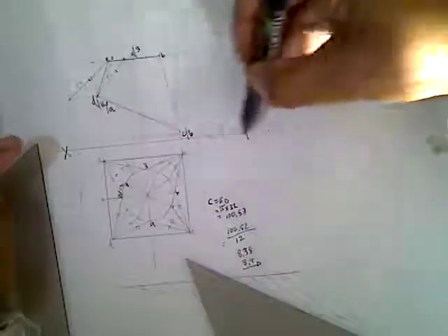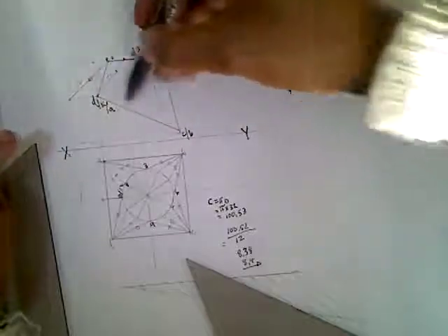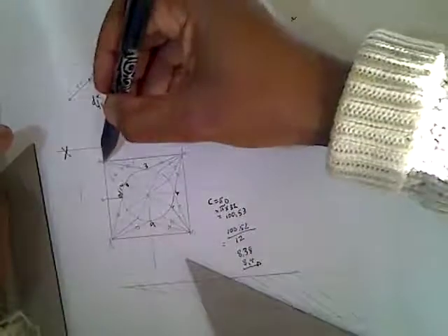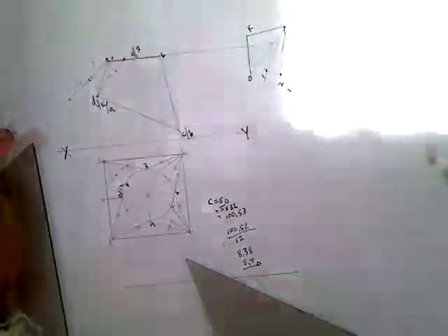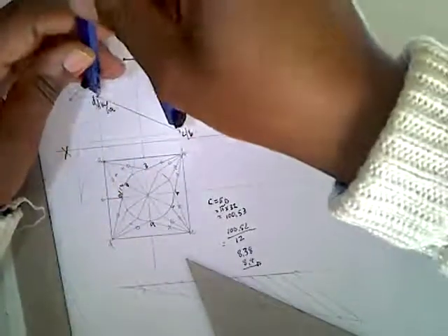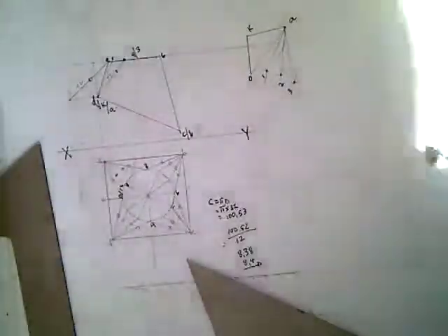This A to B is parallel to the ground line. And then that one is the true length, because A to B is parallel to the ground line. So the true length of A to B will be that one. A to B is somewhere here. B will be somewhere there. We will be looking for B somewhere there.